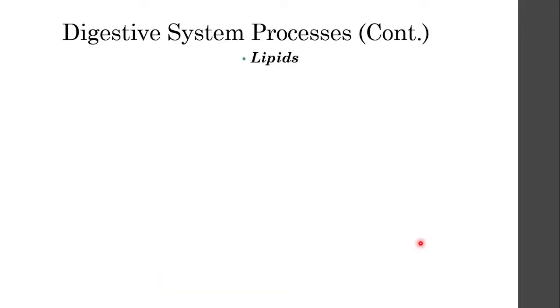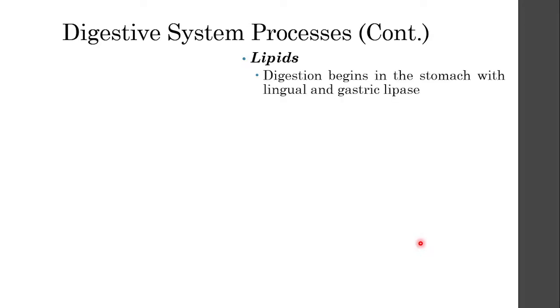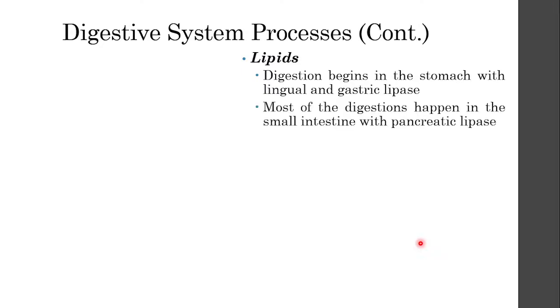Next, let's talk about how lipids are digested in our body. The digestion of lipids starts in the stomach, more specifically with the lingual and the gastric lipase. But most of the digestion happens in the small intestine via the pancreatic lipase. The reason for that is because in the small intestines we have the bile.